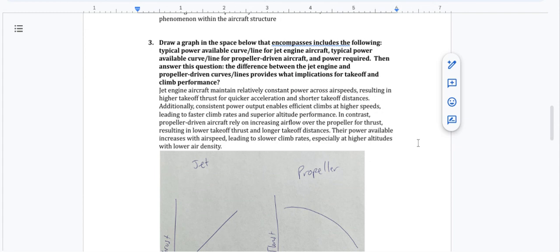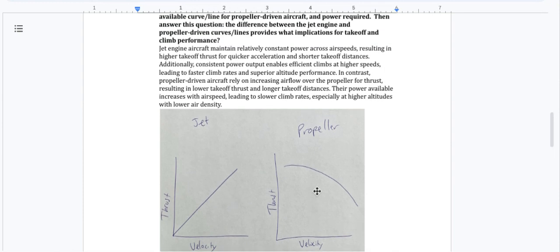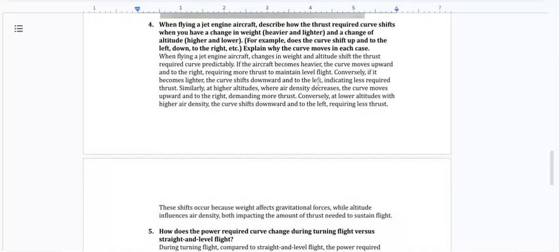Here's this graph showing the difference between the thrust available for a jet and propeller. Here's thrust on the y-axis, velocity on the x-axis. Jet engines are going to maintain relatively constant power across airspeeds. And it's going to be more efficient for higher speeds and faster climb rates. Propeller-driven aircraft are going to rely on that increasing airflow over the propeller for that thrust. So lower takeoff thrust and longer takeoff distances.